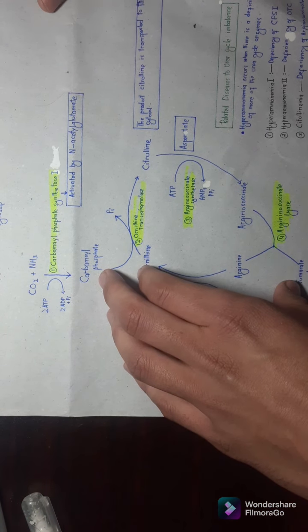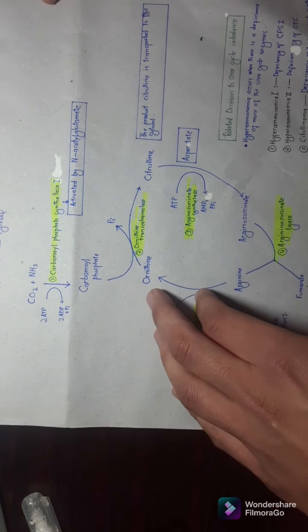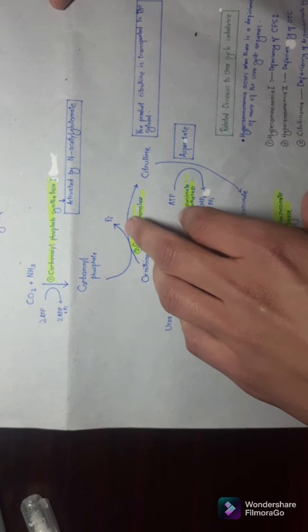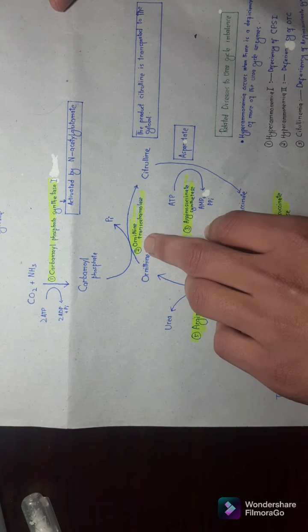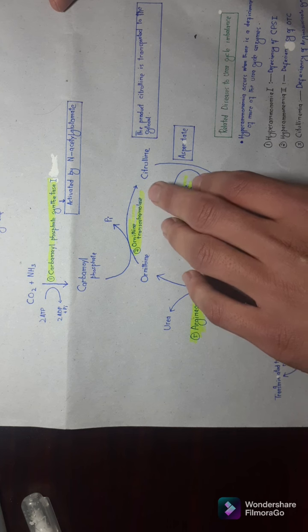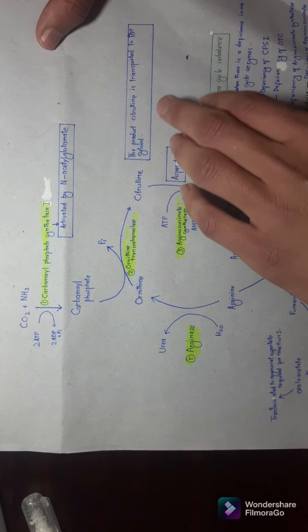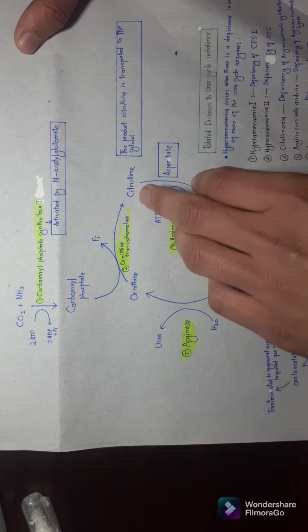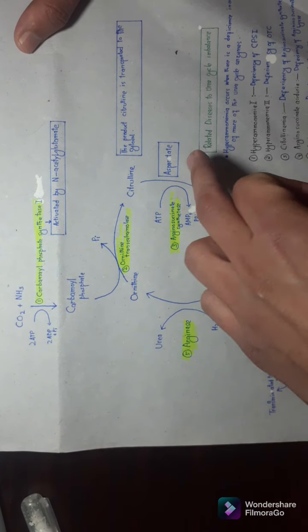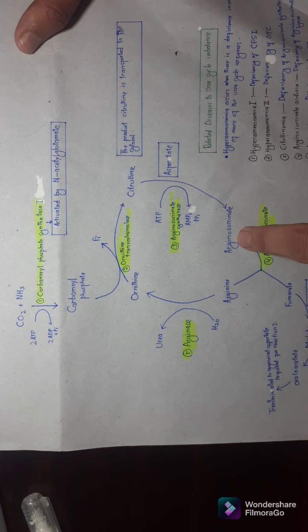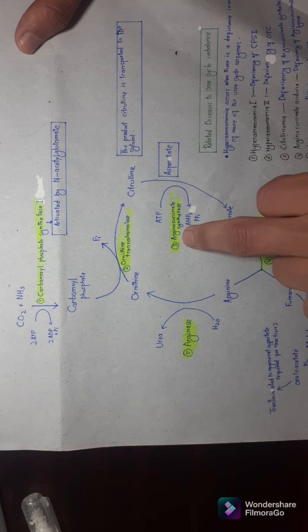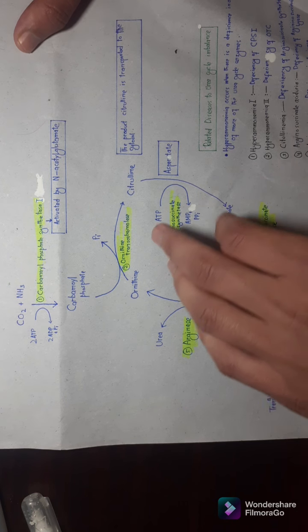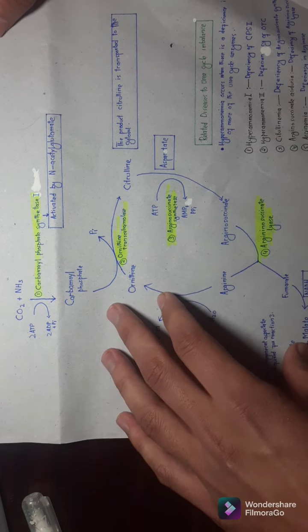So they form carbamoyl phosphate, and this carbamoyl phosphate reacts with ornithine to form citrulline, and inorganic phosphate is released, and here the enzyme ornithine transcarbamylase is used. This product citrulline is transported to the cytosol. Now citrulline, when reacted with aspartate, will form argininosuccinate by the enzyme argininosuccinate synthase. Okay. And here also 2 ATP are consumed.